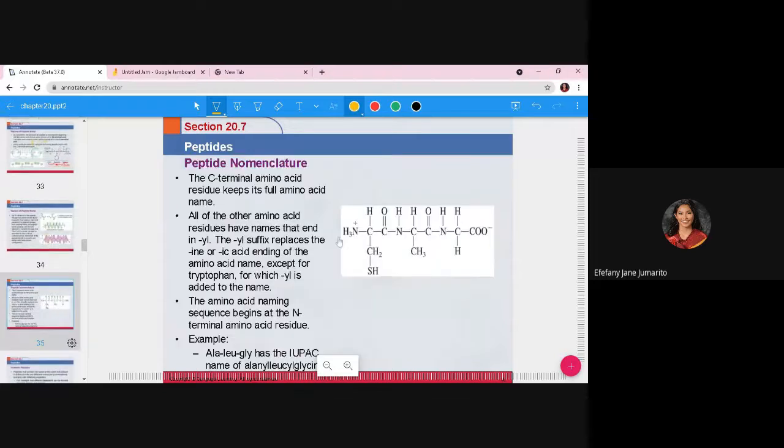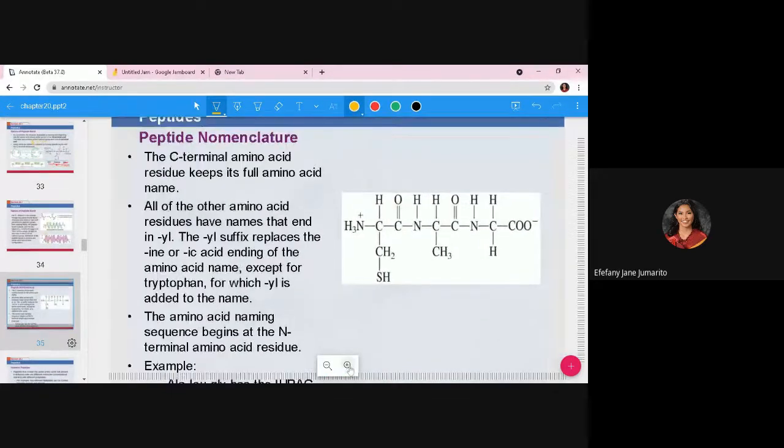All right. Now, if we have this peptide, how many amino acids are present? Three, ma'am. Okay, we have three.